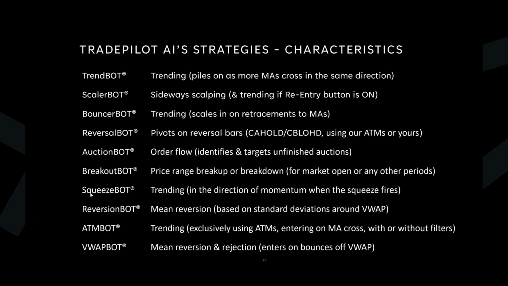And then you've got a breakout strategy and auction bot, which is kind of an order flow strategy. But in any case, all of them have their own benefits, their own individual characteristics, and you can look at our website to understand the difference. Very quickly, because I'm going to concentrate on 3 of these: scalar bot, bouncer bot, and squeeze bot, and how they've performed on gold in the recent months. But anyway, trend bot, you can see just a screenshot.